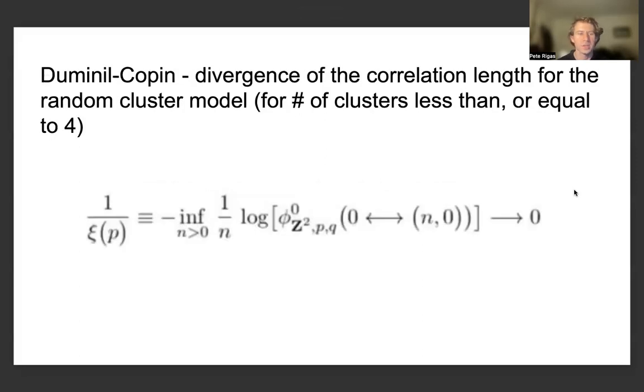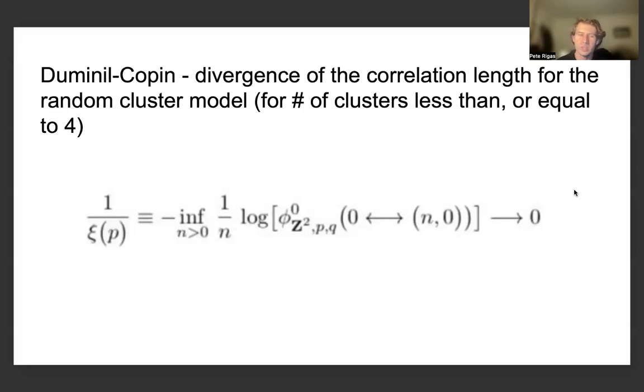So from this definition of the parafermionic observable for the random cluster model, to further highlight and discuss some of the properties that this parafermionic observable can be used for in the random cluster model from previous work, relates to a result from Duminil-Copin, in which he established the divergence of the correlation length for the random cluster model.